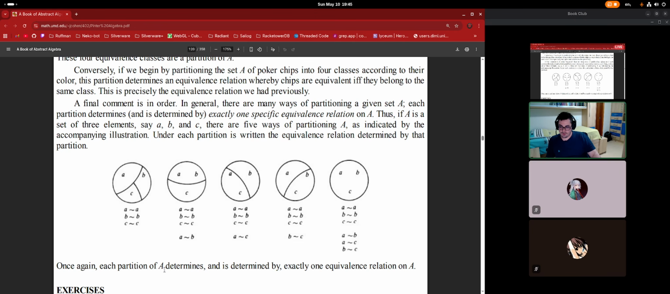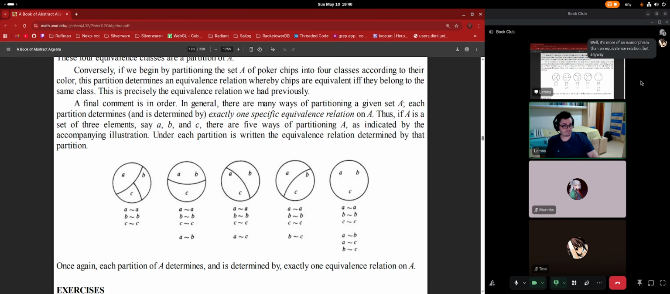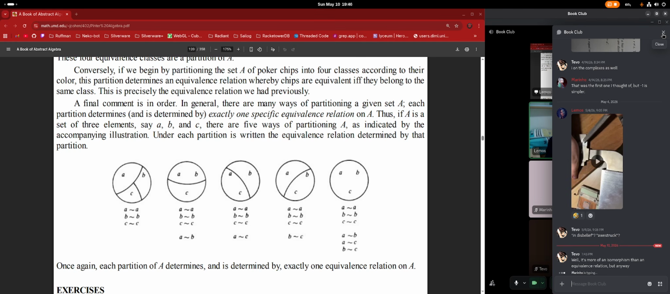Once again, each partition of A determines and is determined by exactly one equivalence relation on A. So each one of these 5 pictures has the equivalence relation determined above. So yeah, that figures. It's more of an isomorphism than an equivalence relation, but anyway, I guess.